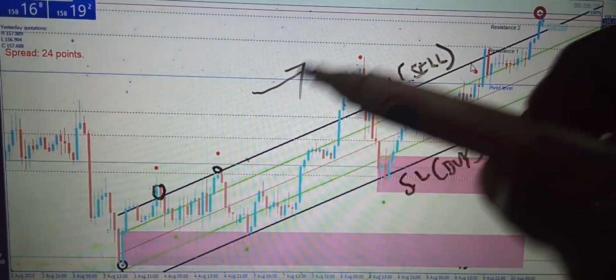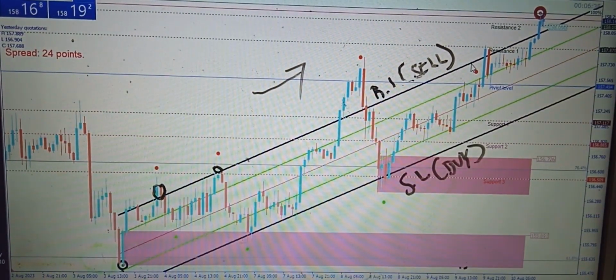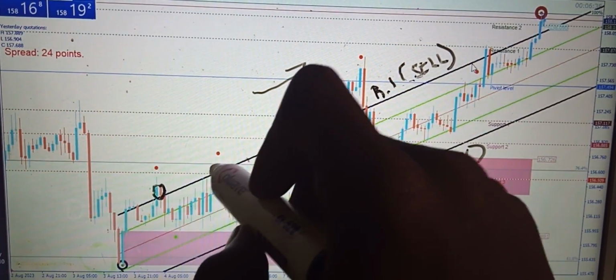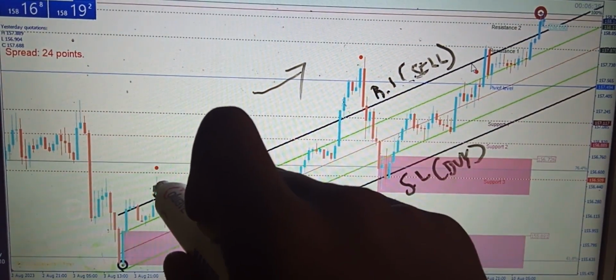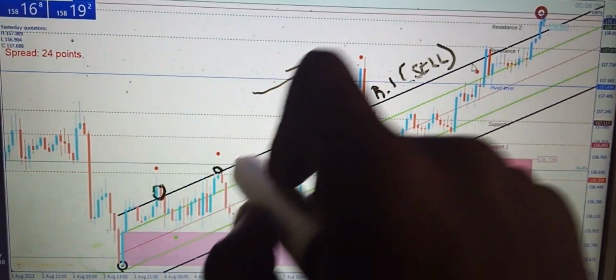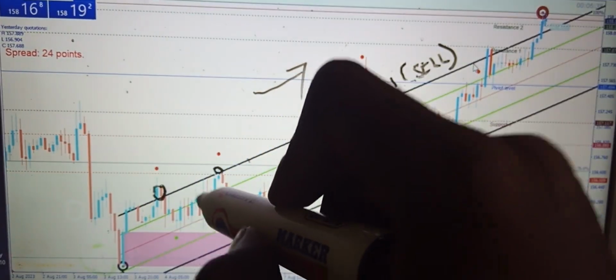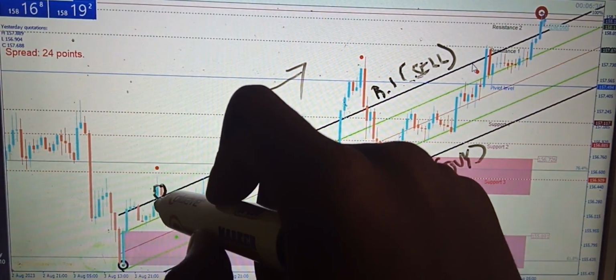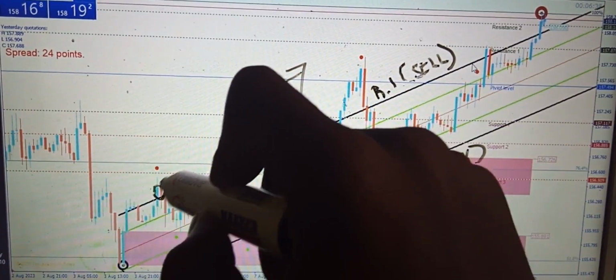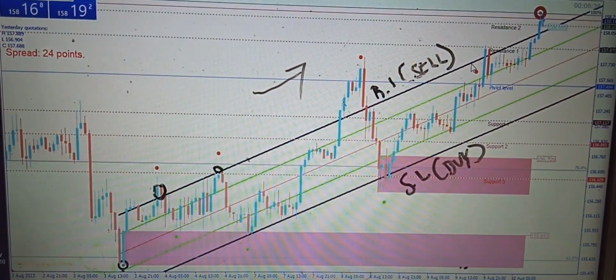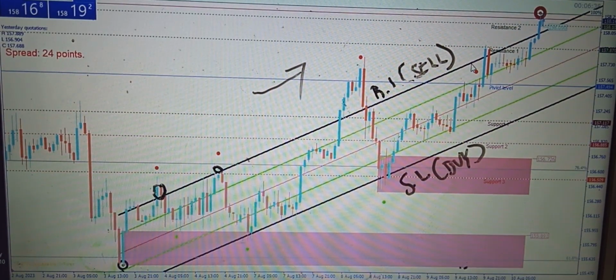The reason why we were selling at this level is because the resistance was still holding. Meaning that the market failed to break above the resistance level, meaning that the resistance level is not broken, the trend was not broken.